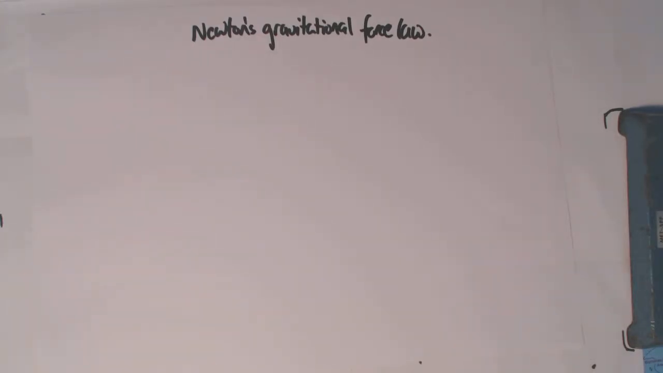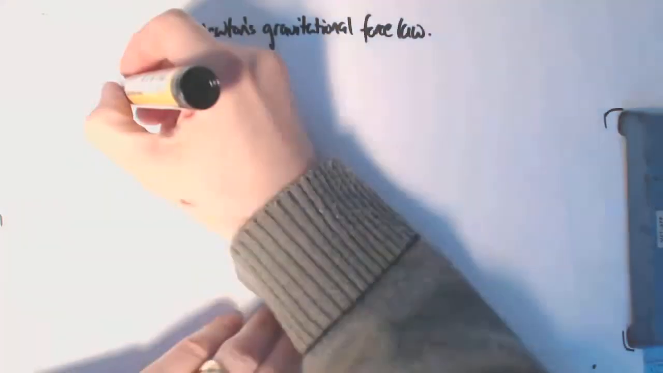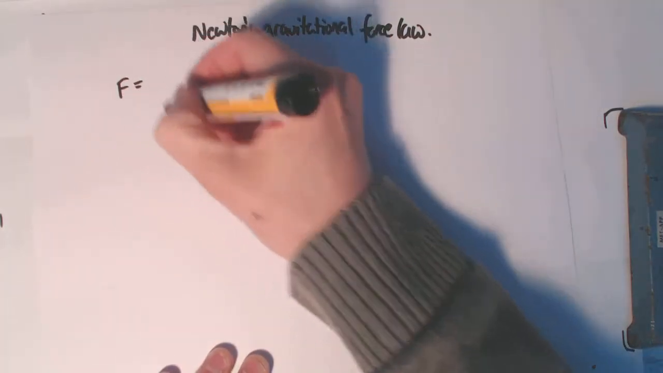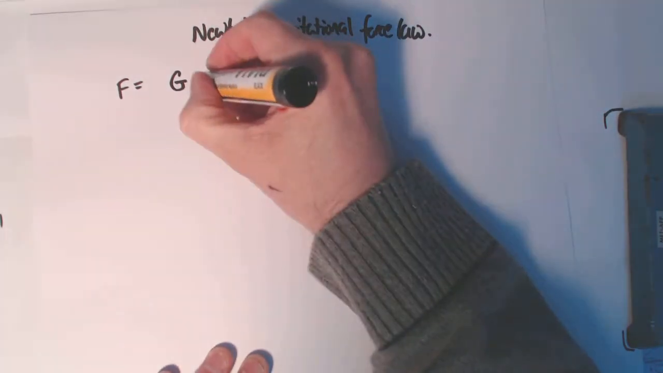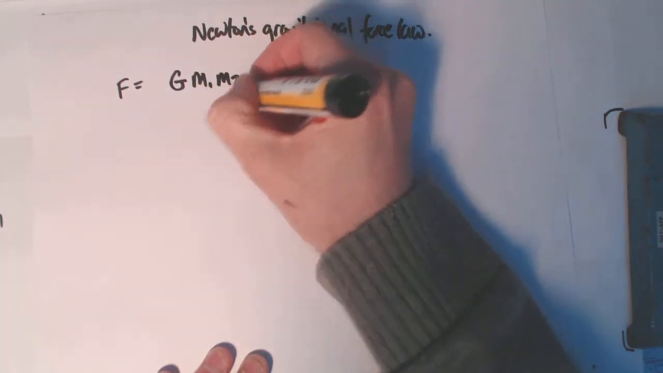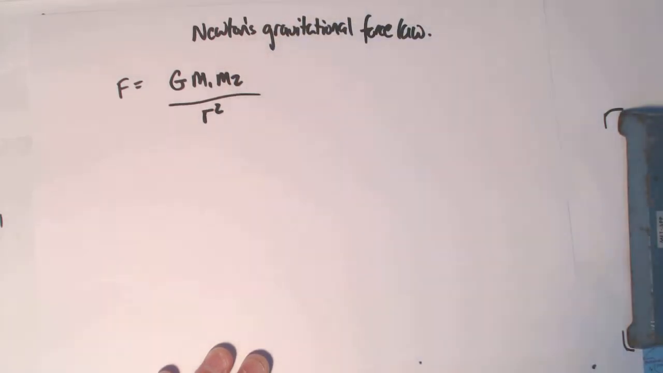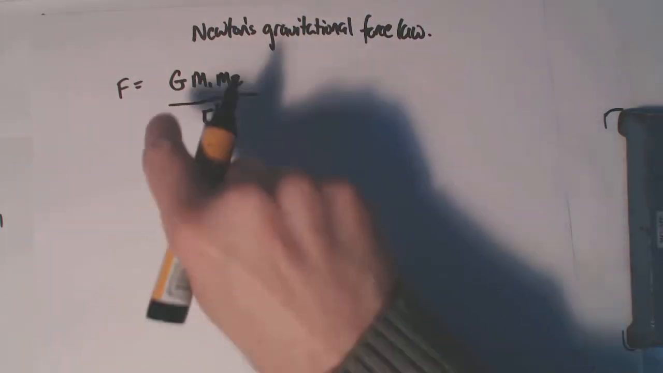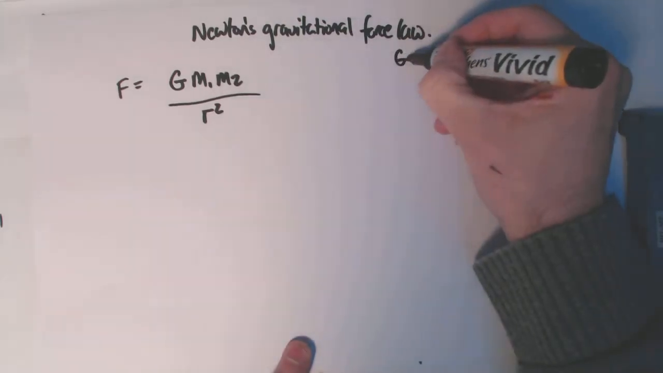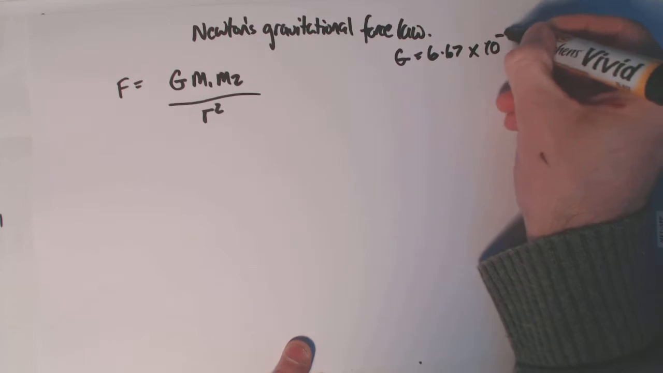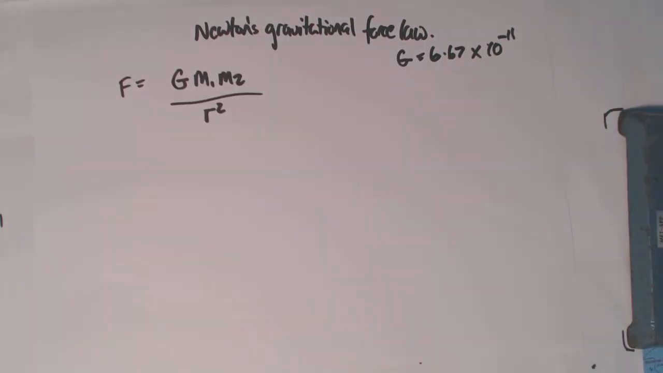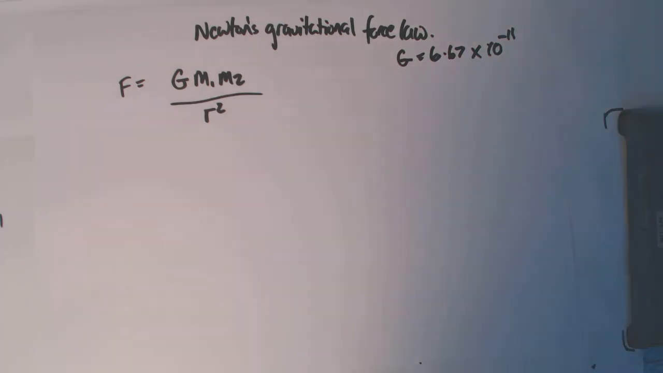Newton's gravitational force law tells us, well, let's write it out first, and we'll see what it looks like. Force is equal to big G, mass 1, mass 2, all over r squared. Now, big G is called the gravitational constant, and it is equal to 6.67 times 10 to the minus 11. It is very small. That is very meaningful. What it's saying is that the force of gravity really is very, very, very weak.